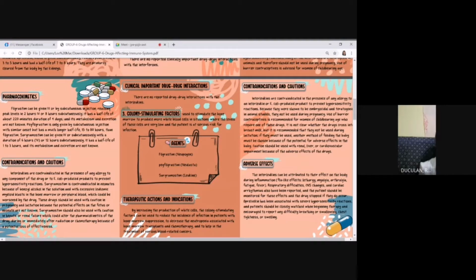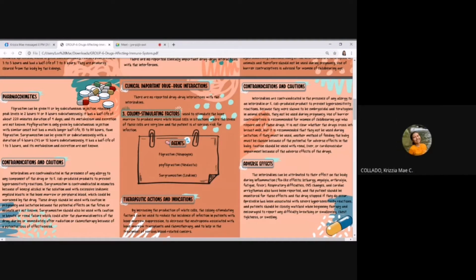This drug should be used with caution in pregnancy and lactation because the potential effects on the fetus or the neonate are not known. Sargramostim should also be used with caution in hepatic or renal failure, which could alter the pharmacokinetics of the drug, and during or immediately after radiation or chemotherapy because of its potential loss of effectiveness.